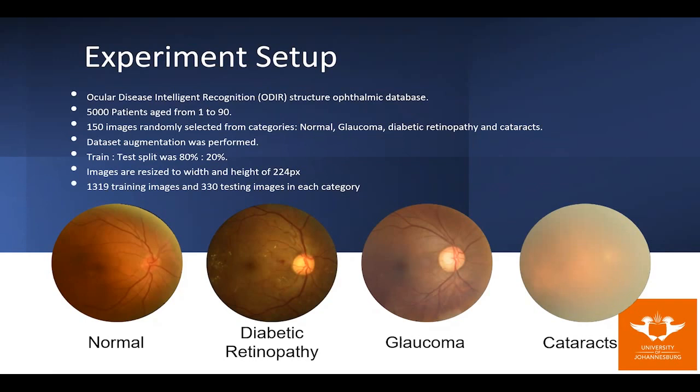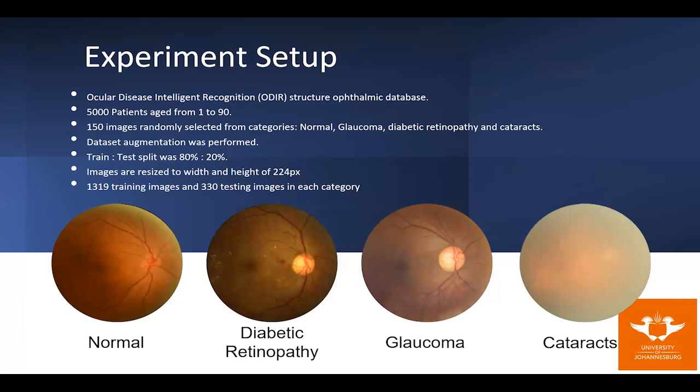For the experiments, the publicly available Ocular Disease Intelligent Recognition Structure Ophthalmic database was used. It contains left and right retina fundus RGB images of 5,000 patients aged 1 to 90 collected from various hospitals.